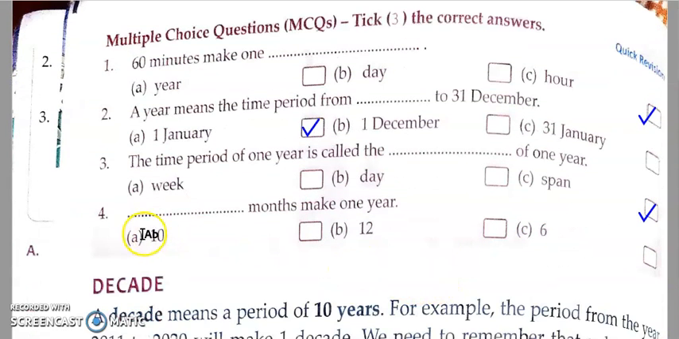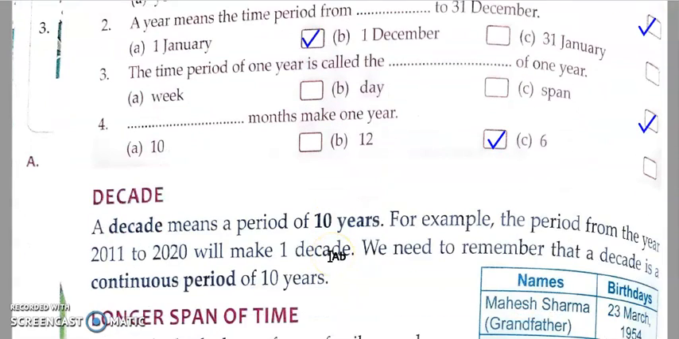And the next one, dash months make 1 year. How many months make 1 year? Is it 10, 12 or 6? The correct answer is 12. So you have to tick here on B. These are the MCQs. Now we will do the next topic, that is decade.